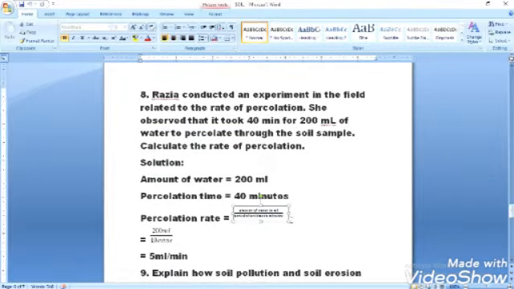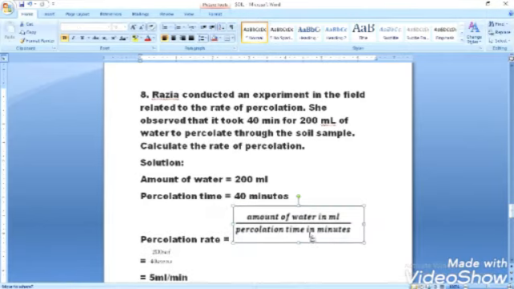Next one, the eighth one. Reecha conducted an experiment in the field related to the rate of percolation. He observed that it took 40 minutes for 200 ml of water to percolate through the soil sample. Calculate the rate of percolation.